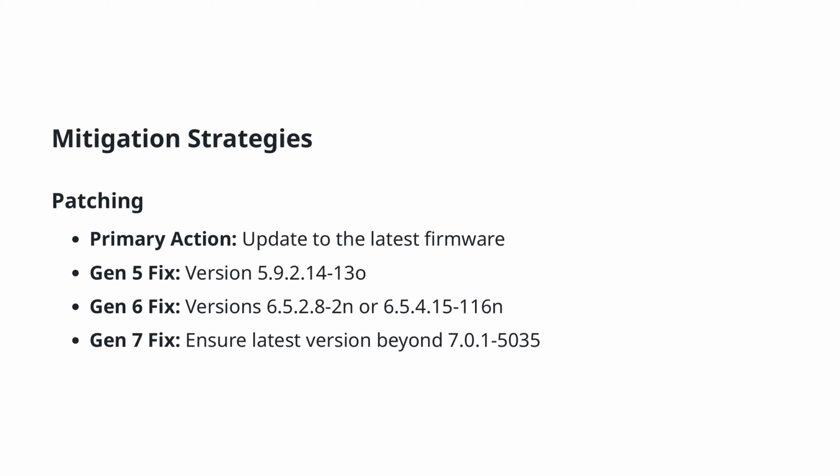To mitigate the potential vulnerabilities posed by SSL VPN compromises, it is essential to prioritize updating your systems to the latest firmware versions. For Gen 5, the necessary fix is version 5.9.2.13.0, while Gen 6 systems should be updated to either version 6.5.2.8.2N or 6.5.4.15.6N. For those utilizing Gen 7, it is imperative to ensure your systems are running a version beyond 7.1.5035.